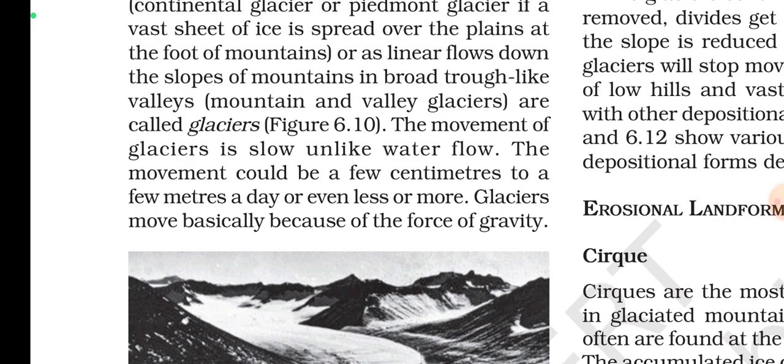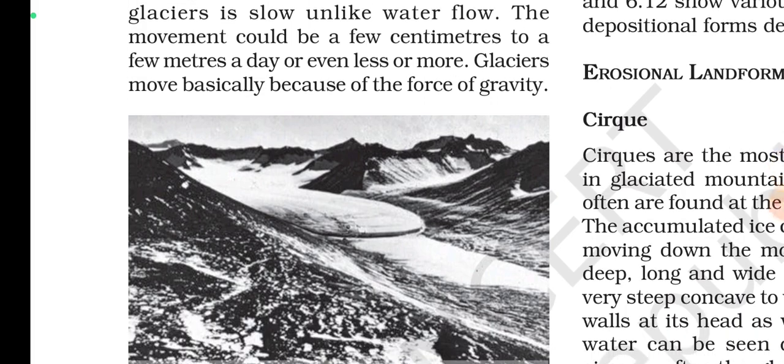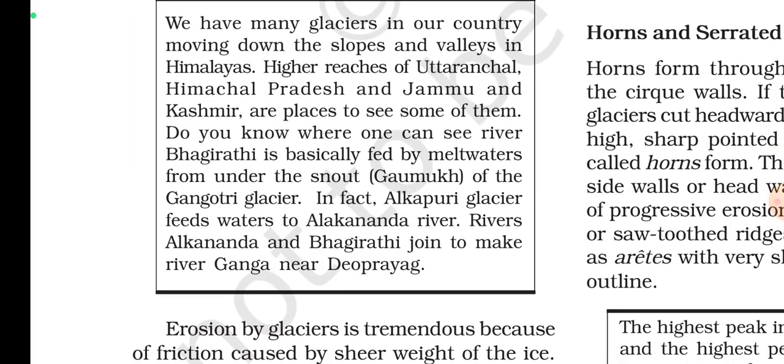Are called glaciers. The movement of glaciers is slow, unlike water flow. The movement could be a few centimeters to a few meters a day, or even less or more. Glaciers move basically because of the force of gravity. We have many glaciers in our country, moving down the slopes and valleys in Himalayas. Higher reaches of Uttarakhand, Himachal Pradesh, and Jammu and Kashmir are places to see some of them.